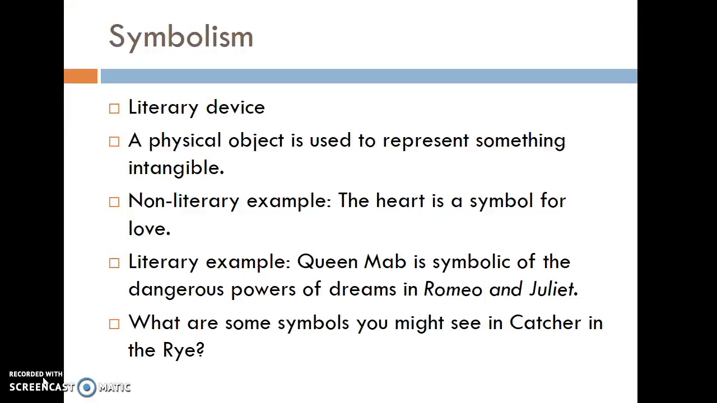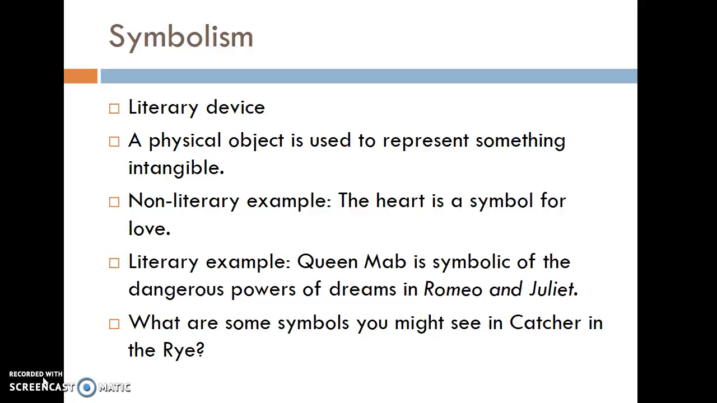The first one, symbol. So symbols are literary devices, right? A symbol is a physical object used to represent something intangible. If we look at a non-literary example of this, the heart is kind of a symbol for love. The American flag is a symbol for independence and freedom. The Christian cross could be a symbol for a lot of different things. But anyway, it's a physical object used to represent an intangible idea.